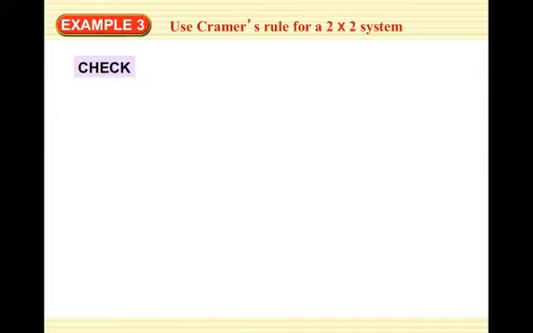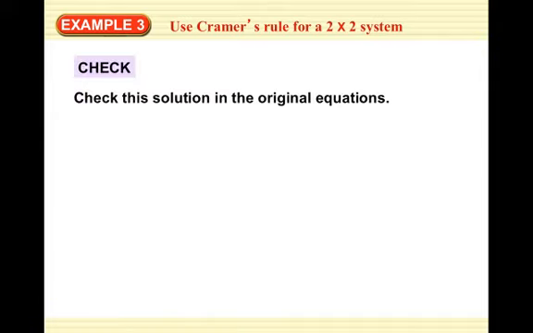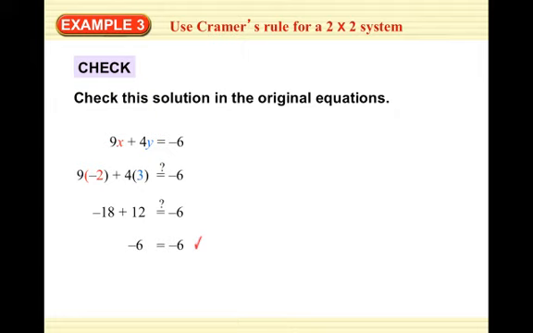Okay, if we want to check it, we check it just like you do whenever you solve by graphing, substitution, or elimination. You just plug both the x value and the y value back into the original equations. So 9x plus 4y equals negative 6. We plug in negative 2 for x, 3 for y. 9 times negative 2 is negative 18. 4 times 3 is 12. You add those together and you do get negative 6.